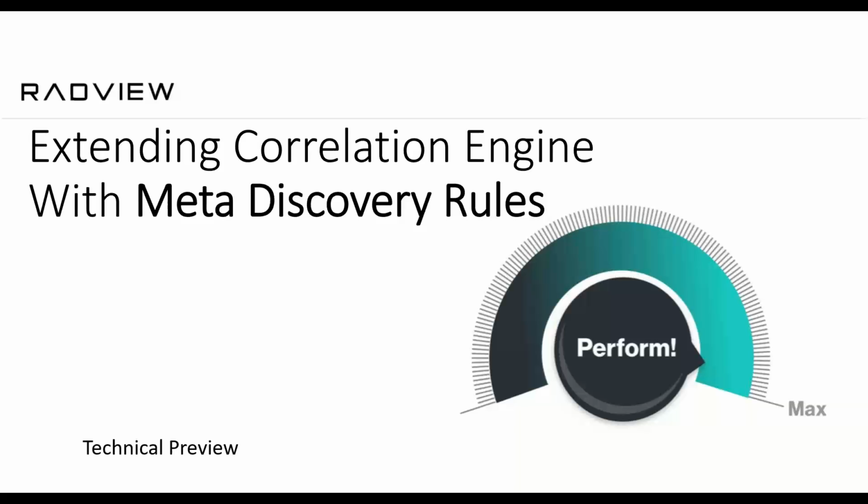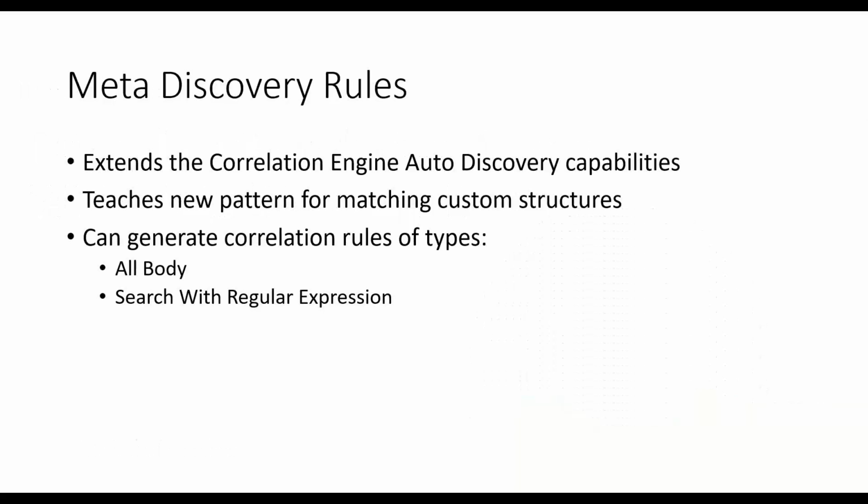Hello and welcome to this video about extending the correlation engine with meta discovery rules. So what are meta discovery rules? Those are basically meta rules that define other rules. They are used to extend the existing capabilities of the correlation engine.